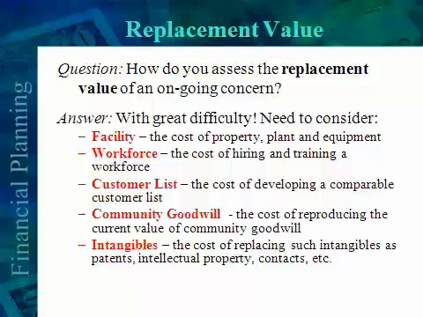Rather, replacement value is commonly used when valuing real estate, where intangibles are not a big piece of the valuation. For example, in valuing a real property, the building cost per square foot, current land value, and other extraneous costs can be added together to produce a meaningful number.